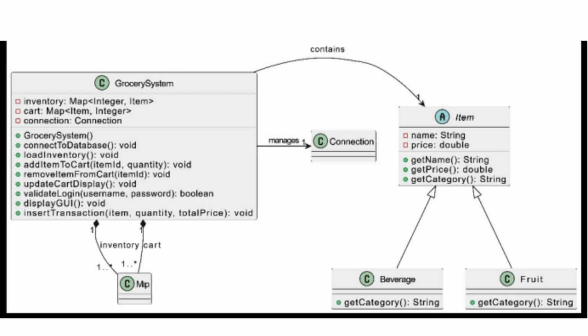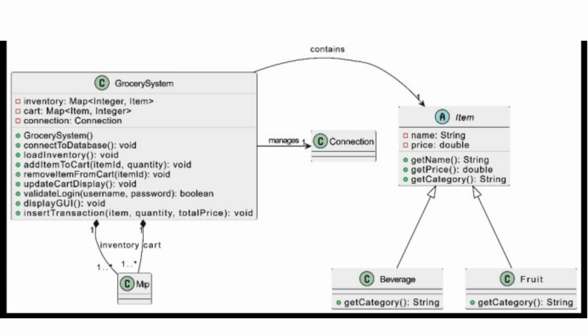This is the class diagram of my system. A class diagram is a visual representation of the main components of the program and how they interact. At the center, we have the item class, which is the parent class. It represents general items in the system. Two subclasses, beverage and fruit, inherit from the item class and define specific types of items.